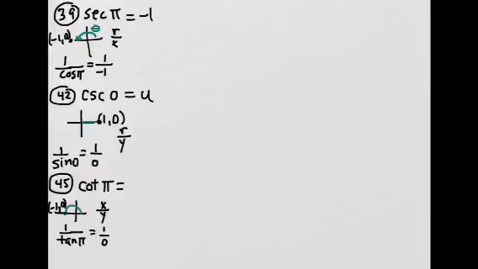Number 45, cotangent of pi. Again, here's the angle, pi units, or radians. Coordinates are -1, 0 right here at pi. Definition of cotangent is x over y. I also wrote it as 1 over tangent pi. Tangent pi we know is 0, and so 1 over 0 is undefined. If you look at the ratio x over y, -1 over 0 is undefined. So either one you get undefined.